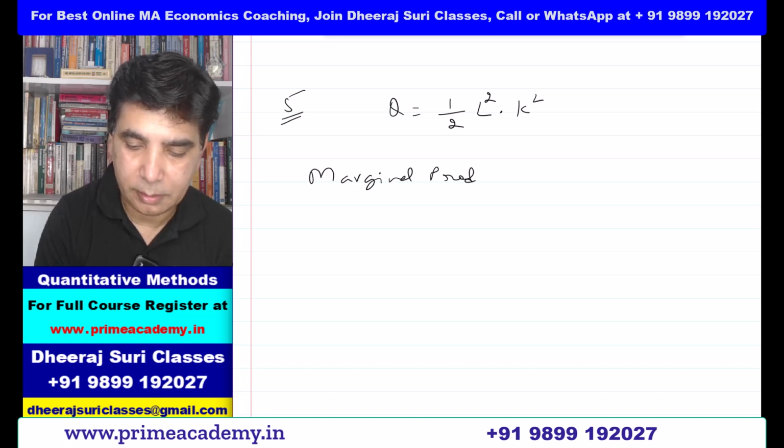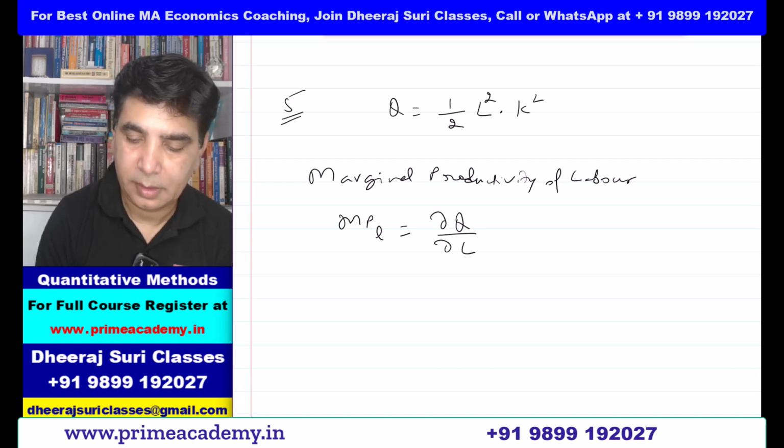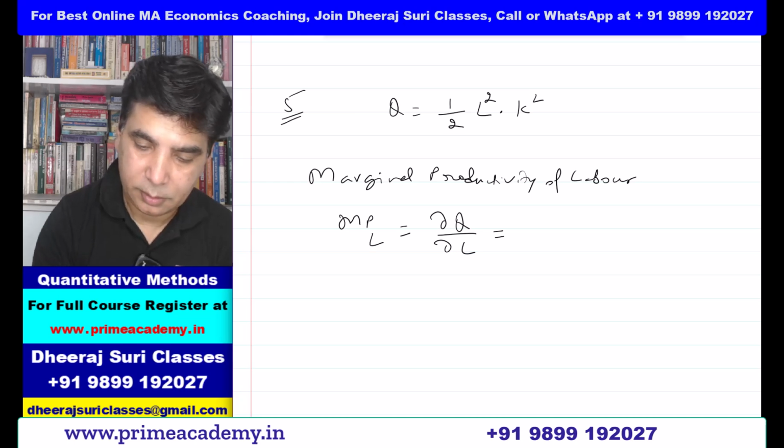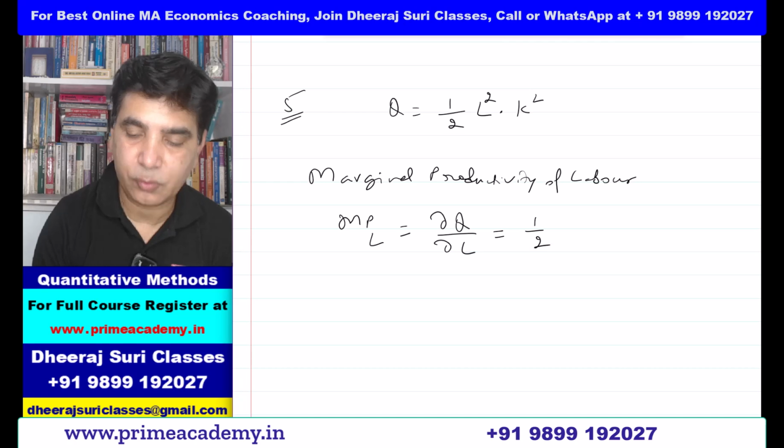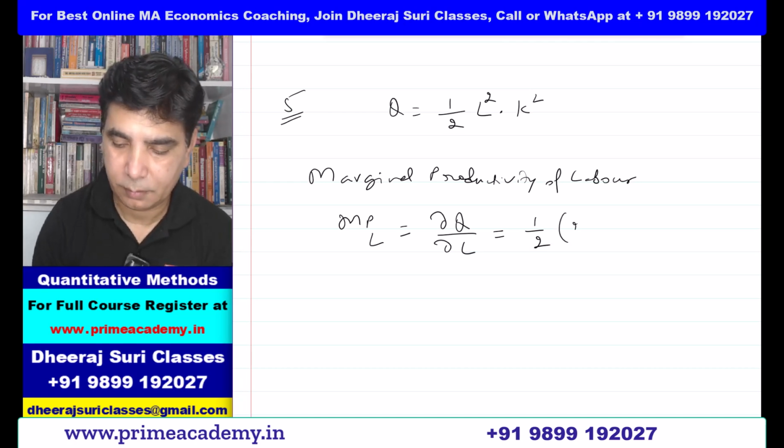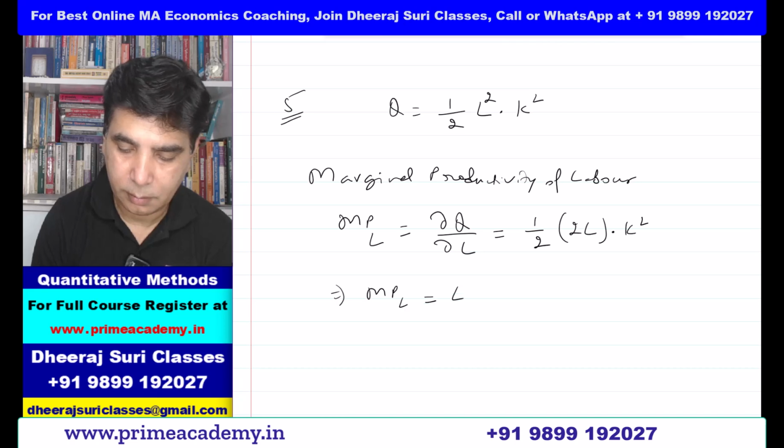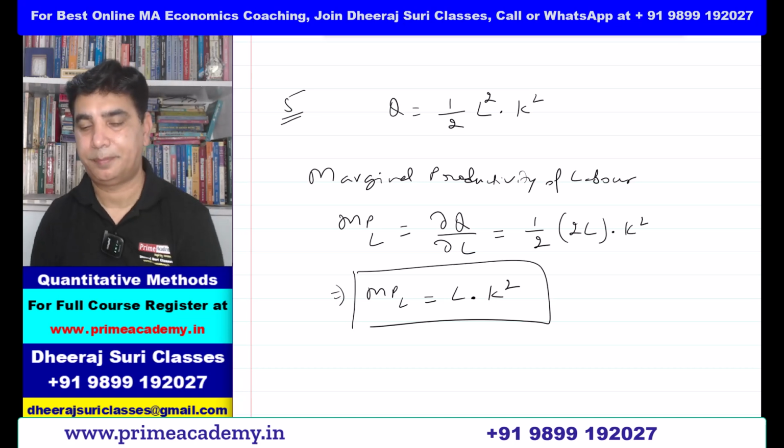So what is marginal productivity of labor? We call it MPL, and it is the partial derivative of output with respect to labor. L capital है तो मैं L capital ले लेता हूँ यहाँ पर. So this is half L square, what will be the derivative? 2L into K square. 2 से 2 cancel. So MPL is L times K square. This is the marginal productivity of labor.